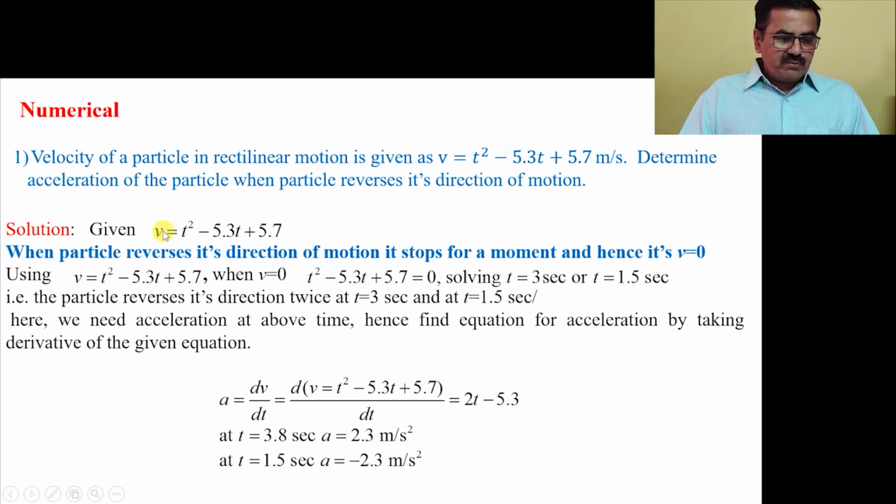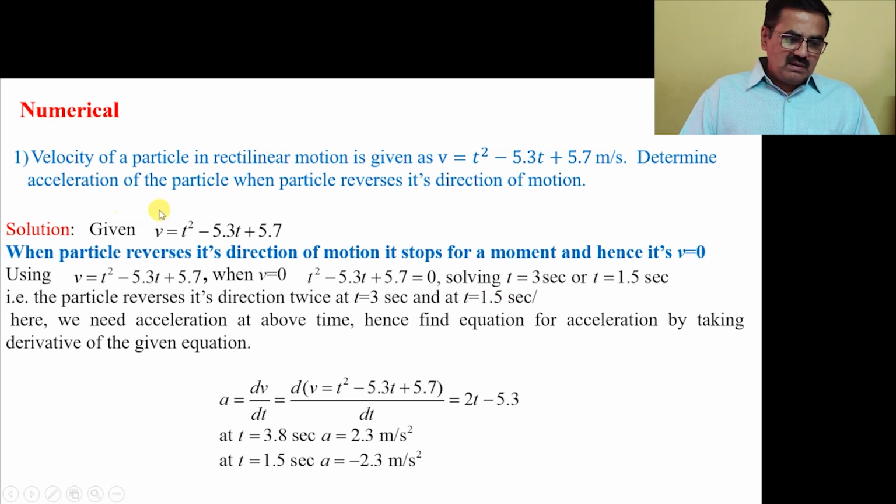So here we will write v is equal to 0 in this equation, and solving the quadratic equation, we can calculate t. T is equal to 3 seconds and t is equal to 1.5 seconds. So when t is equal to 3 seconds, v is equal to 0, and when t is equal to 1.5 seconds, v is equal to 0. And v is equal to 0 means the particle is reversing its direction of motion. So here the particle reverses its direction of motion twice. At the first instant t is equal to 1.5 seconds and at the second instant t is equal to 3 seconds. So these two values of time t we can use to calculate acceleration.